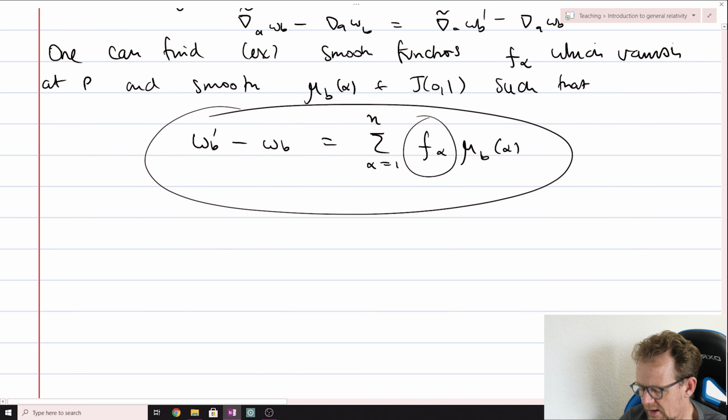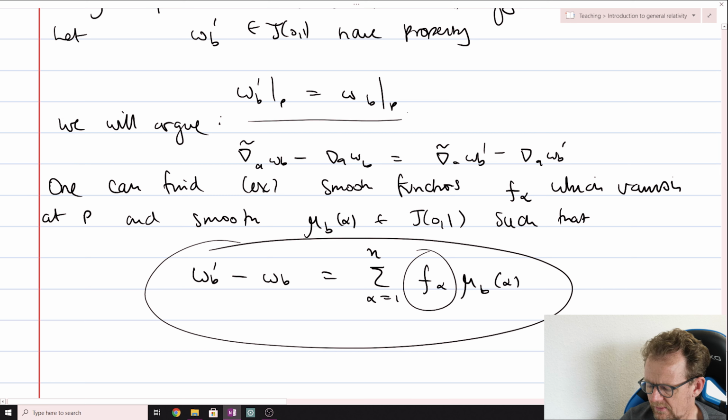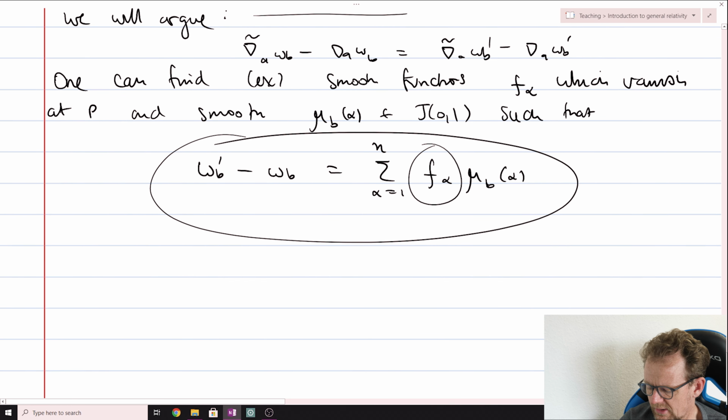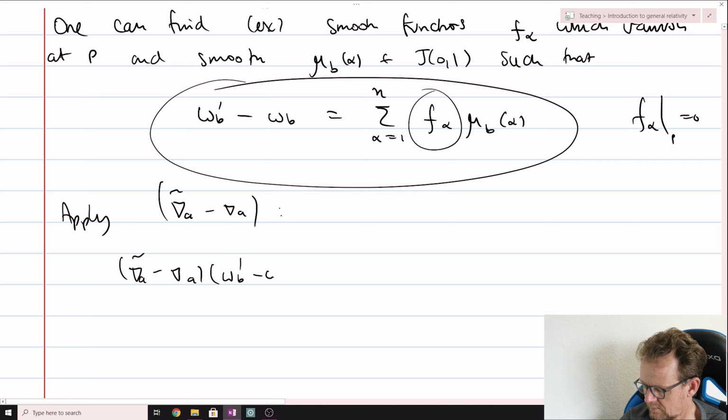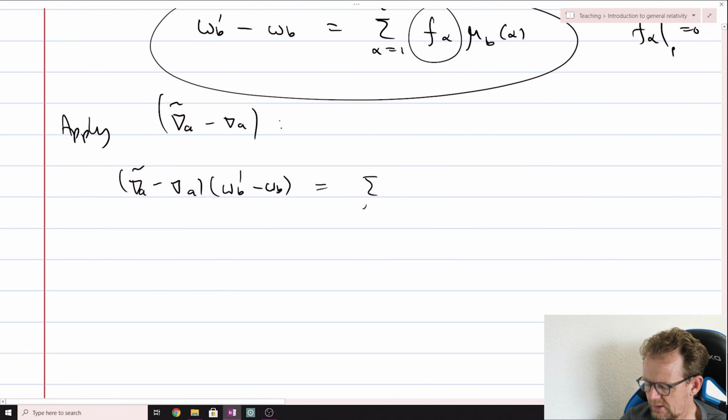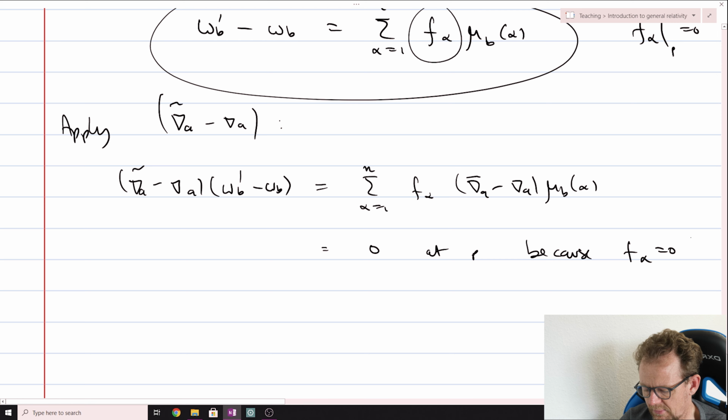This key representation here. So whenever you have a pair of dual vector fields that agree at a point, then you can look at their difference and it will be expandable in this way. And so f alpha at p equals 0. And now we're going to apply our difference of covariant derivative operators, and we're going to learn something interesting as a consequence of that representation. So we exploit the fact that that difference commutes past scalar functions, which we established as an exercise just above. And then we see that this has to equal 0 at p. Why? Because these coefficient functions vanish at p. It's pretty amazing.